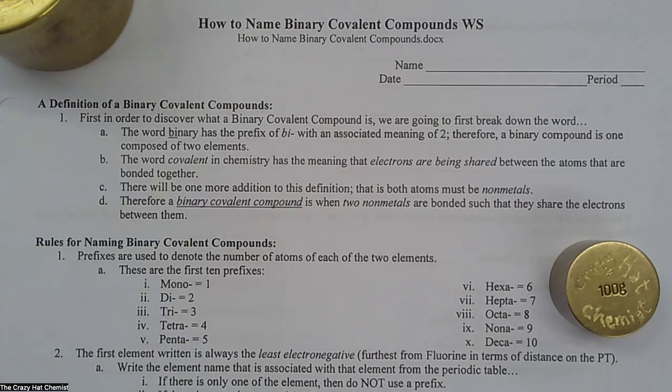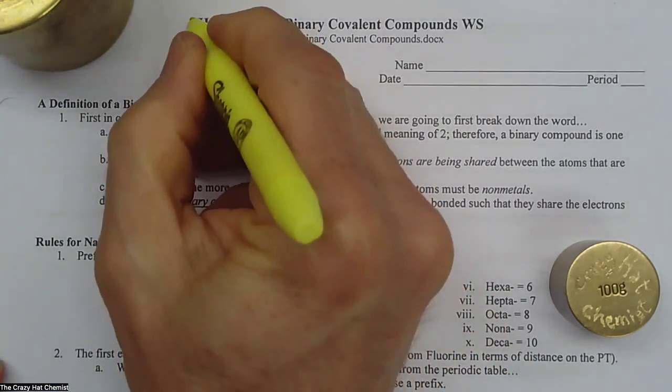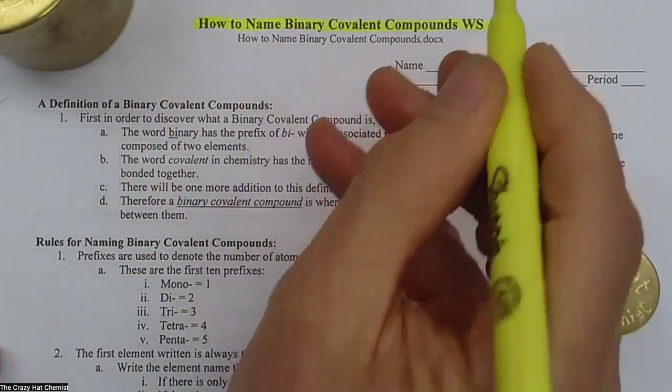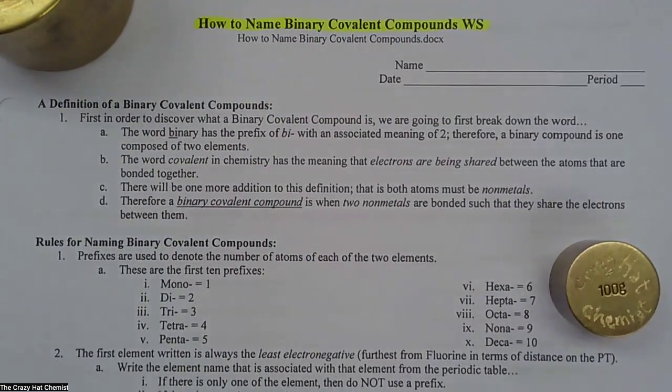So here we are with another video. Today's video is how to name binary covalent compounds worksheet. What we're going to do is go over the set of rules that is necessary for naming binary covalent compounds, and then we are going to give a number of examples on the backside. So please pay attention to the rules. I know that some of you want to rush forward and go right to the problems themselves, but if you really want to know how to do the problems, you actually need to follow the rules. So without further ado, let's get on through the rules.